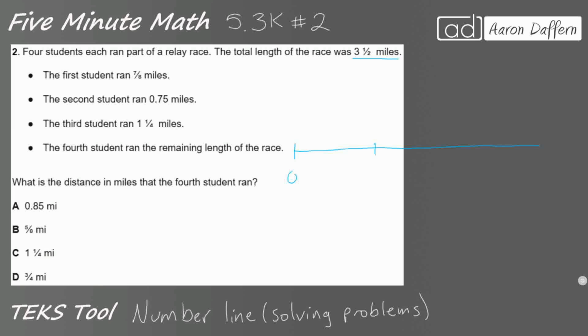All right, so if we can just kind of try to mark off, I've got 1, 2, 3, and then let's call that 3.5 right here. This is my total amount, the 3.5. So we know that the first student ran 7/8, so that's going to be pretty simple. That's going to be close to 1, but not quite all the way. Okay, so let's call that 7/8.